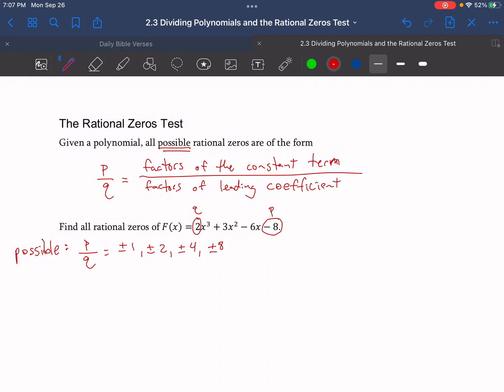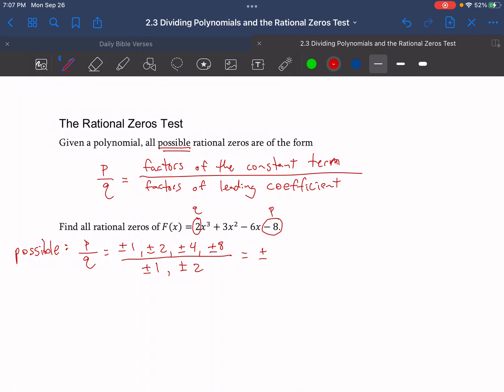Negative 8 can be nicely and evenly divided by all of those numbers. And then on the bottom we have to do Q, and that's 2, so we only have to worry about 2 of them there. It's plus or minus 1 and plus or minus 2, just like that. So those are all our possible zeros.